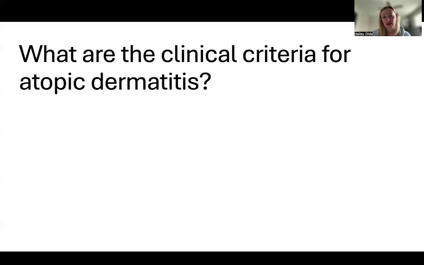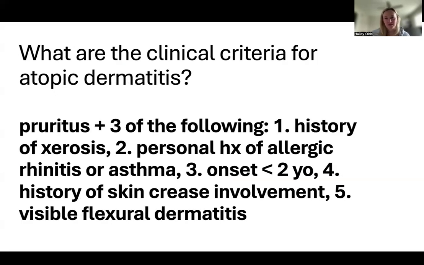What is the clinical criteria for atopic dermatitis? This seems like an easy question, but it's important to know. So pruritus, they have to be itchy, and then have three of the following: history of dry skin, history of allergic rhinitis or asthma, onset before 2 years old, history of skin crease involvement, and visible flexural dermatitis. So three of those five.